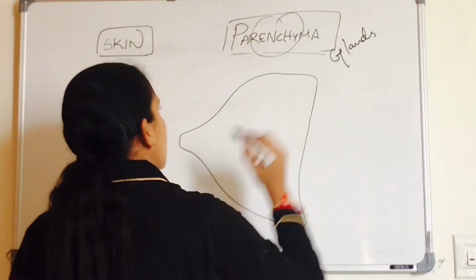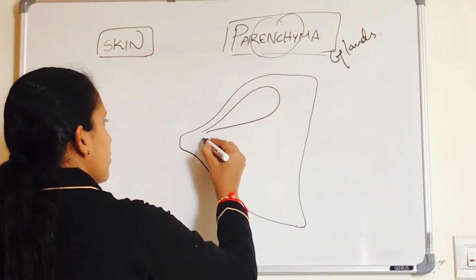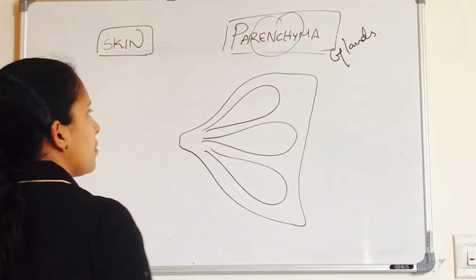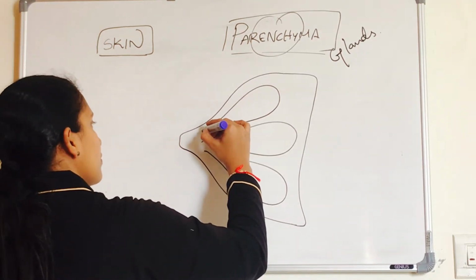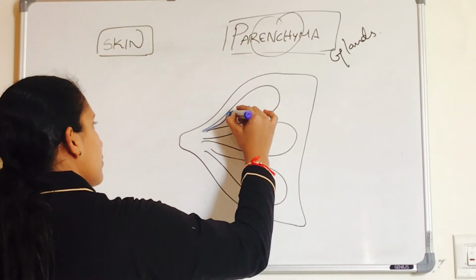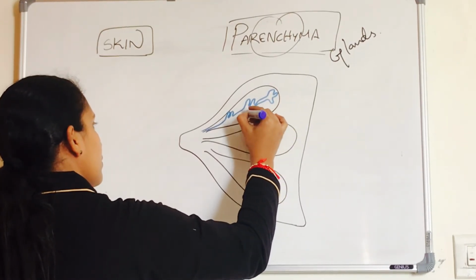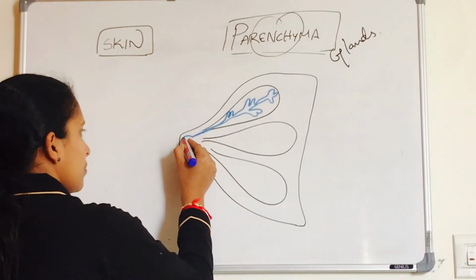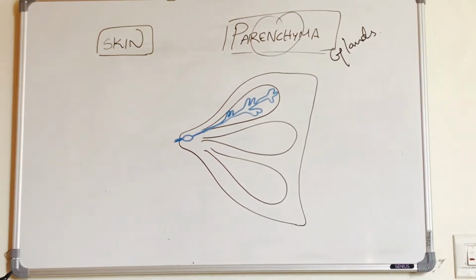Moving on to the parenchyma. The only thing we have to remember under parenchyma is glands. Parenchyma is nothing but glands. The mammary gland contains 15 to 20 lobes. Each lobe contains specialized tubulo-alveolar glands, and you can see before the duct opens into the nipple, it forms a small dilatation called lactiferous sinus.